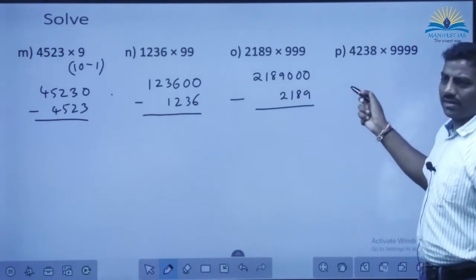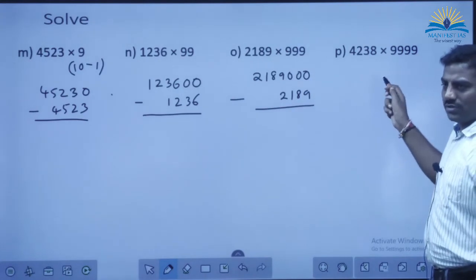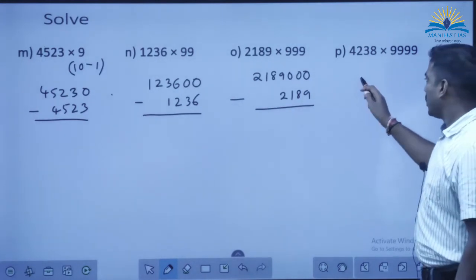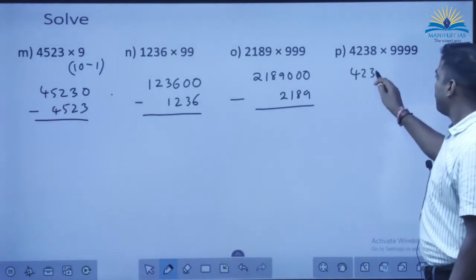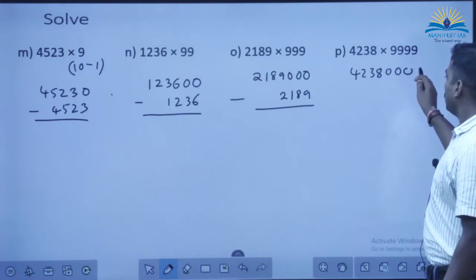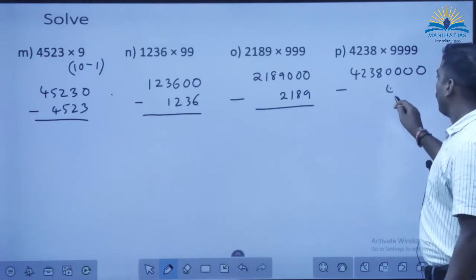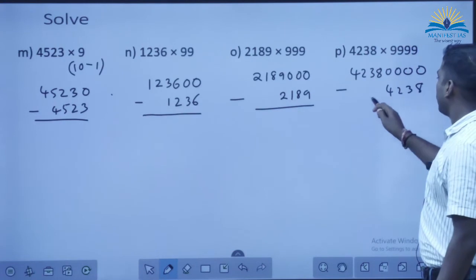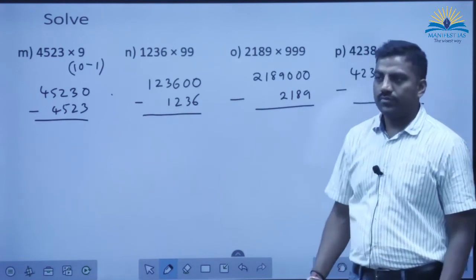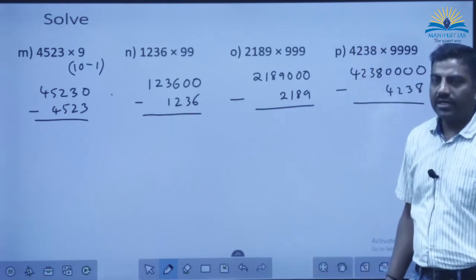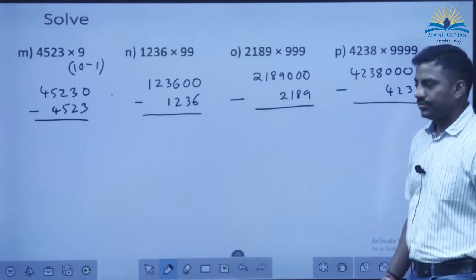Similarly here, you write 4 zeros, 3 zeros, 4238 0000 minus 4238. Can you calculate? Yes.